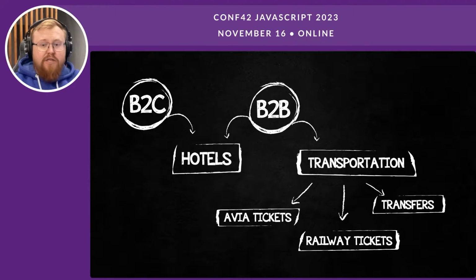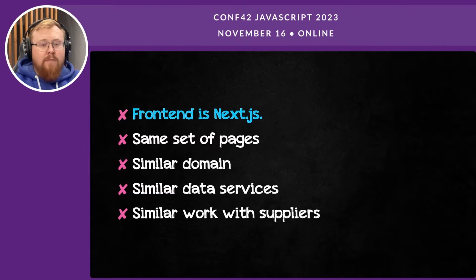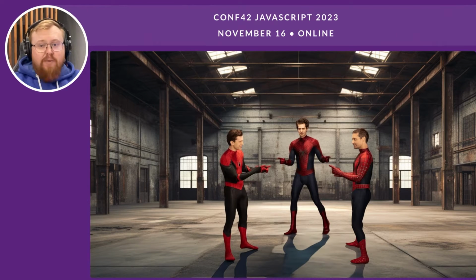About a year ago, I joined ETG and began to be responsible for the front end of all transportation products. And as you might guess, I encountered the drama I showcased at the beginning. So, what do we have? The front end is written in Next.js. All apps have the same set of pages. Apps have a similar domain. There is a similar set of services they interact with, and similar work with suppliers. But each product has its own unique aspect, which prevents simply creating one application and coloring it in 3 different shades. Hence, we encounter our drama. Everything seems to be the same, but it's not.